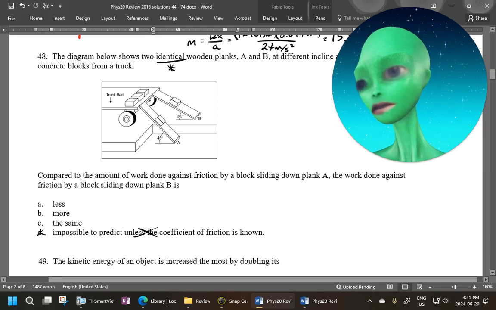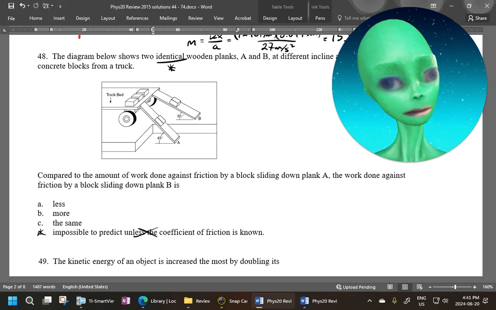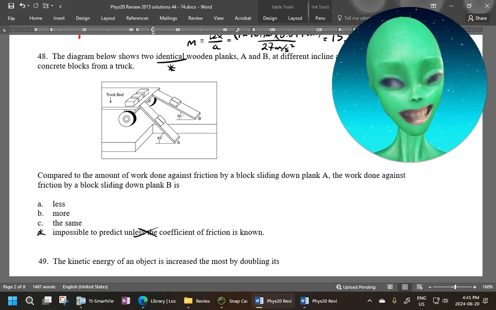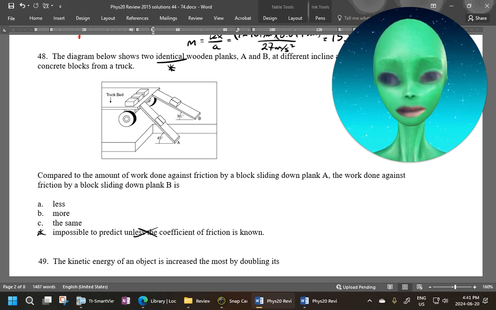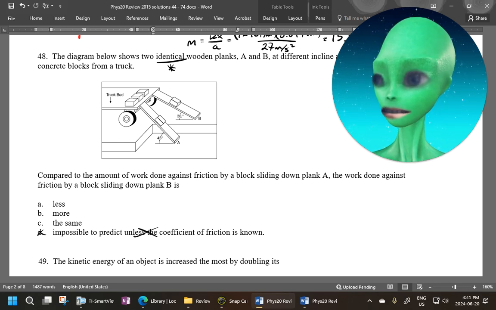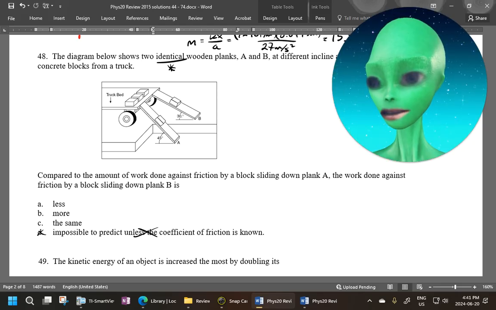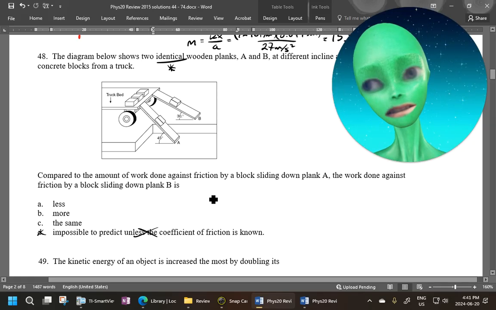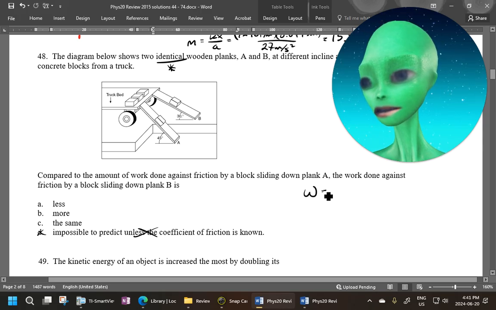Work done. So we just have to figure out what the friction is. They're both going to move the same distance. They're both identical. One's going to go at a steeper angle, but the length is going to be the same. So force times distance, that's the work, right? Work is equal to force times distance. In this case, we're talking about the work of friction.